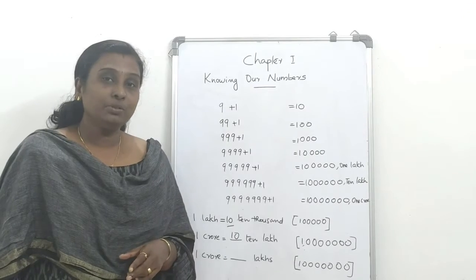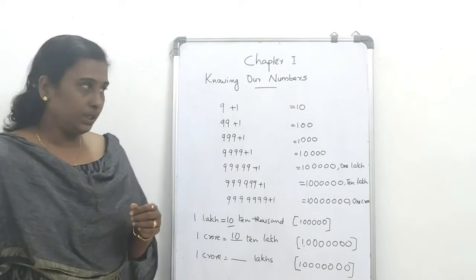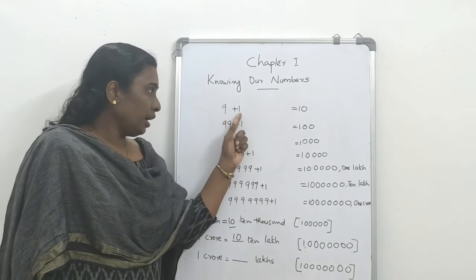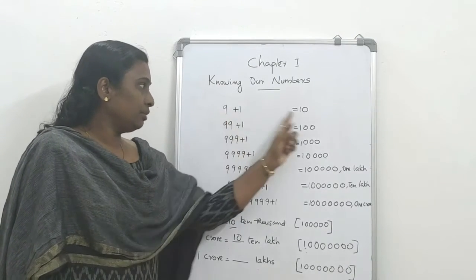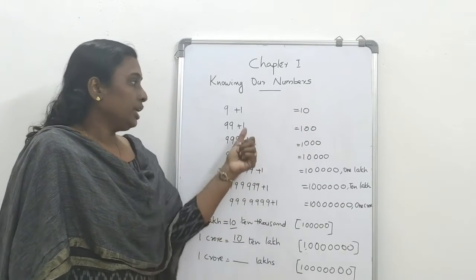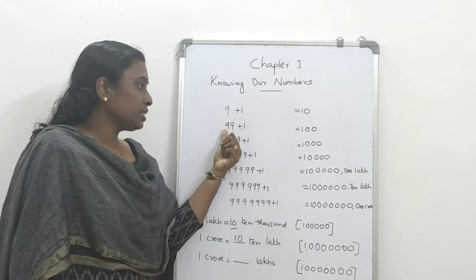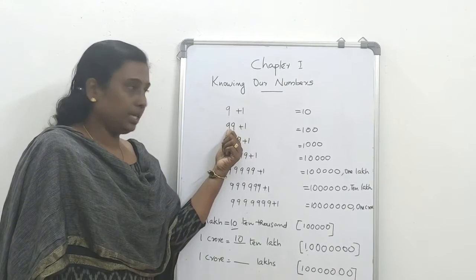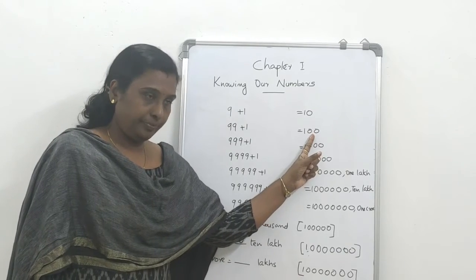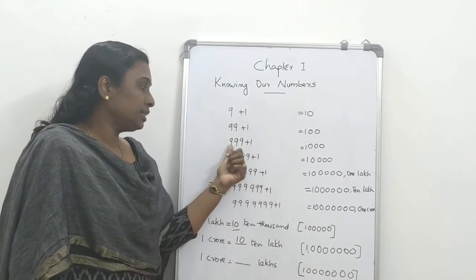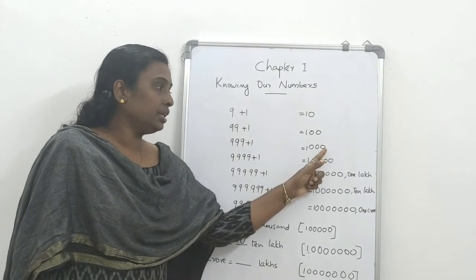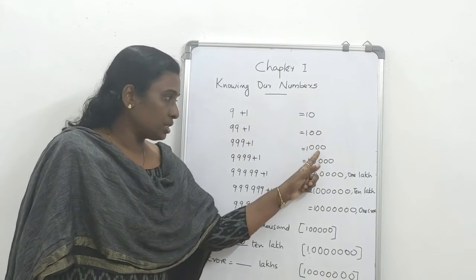We are going to learn about large numbers. We know that the largest 1-digit number is 9. If we add 1 to the largest 1-digit number, we get the smallest 2-digit number, that is 10. If we add 1 to the largest 2-digit number, that is 99, we get the smallest 3-digit number 100. And the largest 3-digit number is 999. If we add 1 to it, we get the smallest 4-digit number 1000.